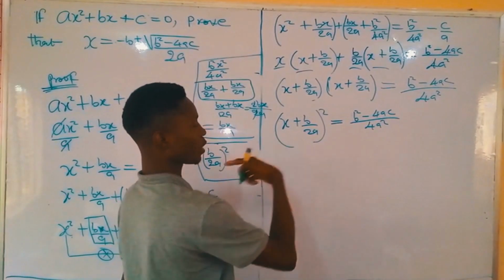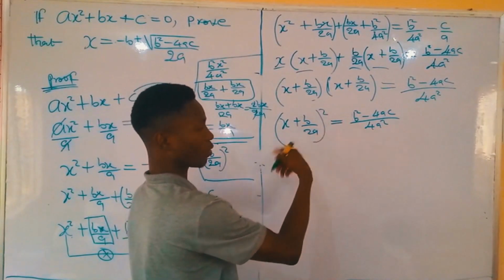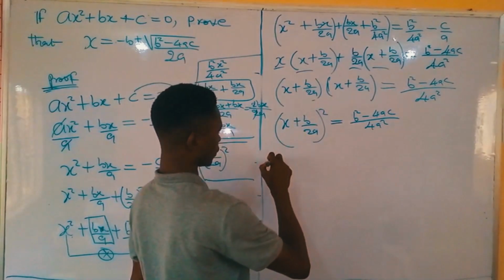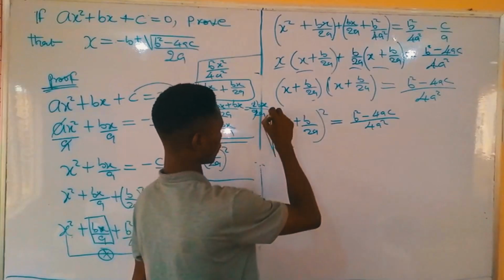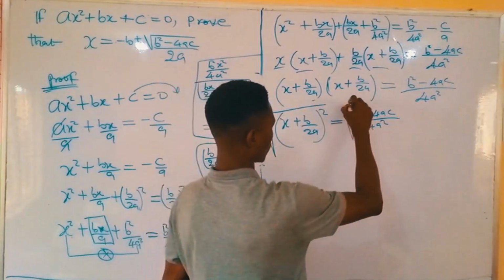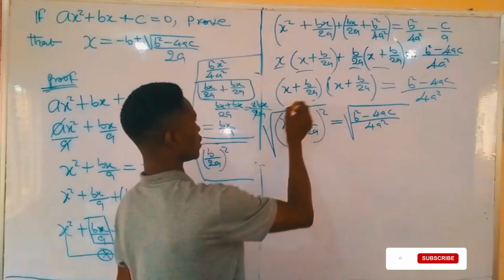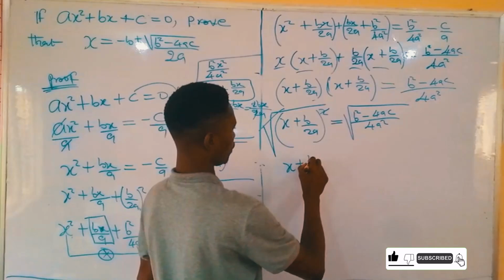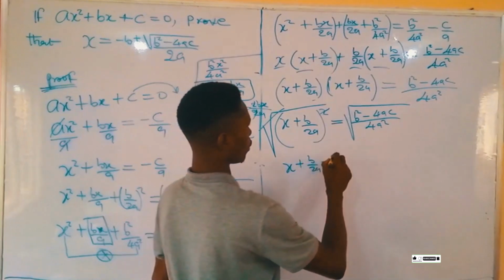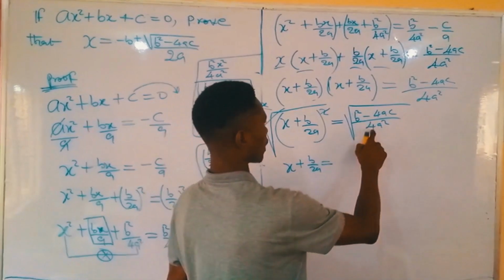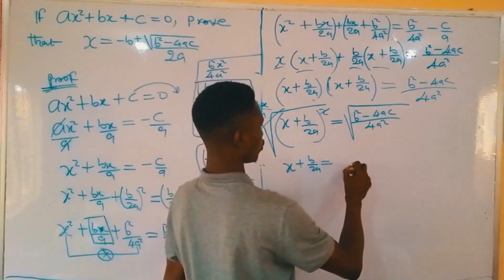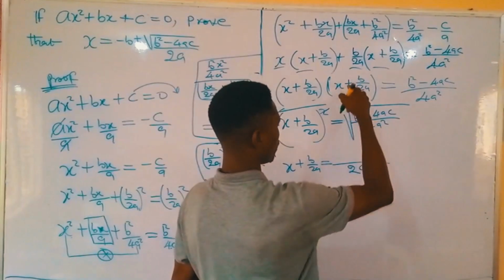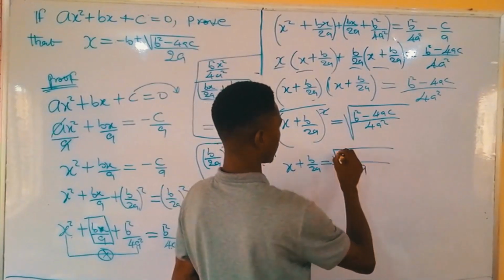Now what do we do? We take roots of both sides. We want to clear off this bracket. Taking roots simply means doing this. So this is going to cancel this. We are left with x plus b over 2a equals, this root cancels the 2 here to give us 2, and cancels this square to give us a. So we are left with the root of b squared minus 4ac upward like this.